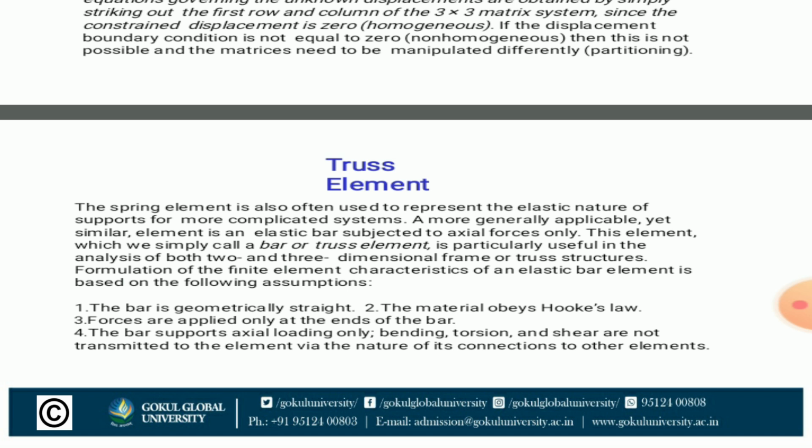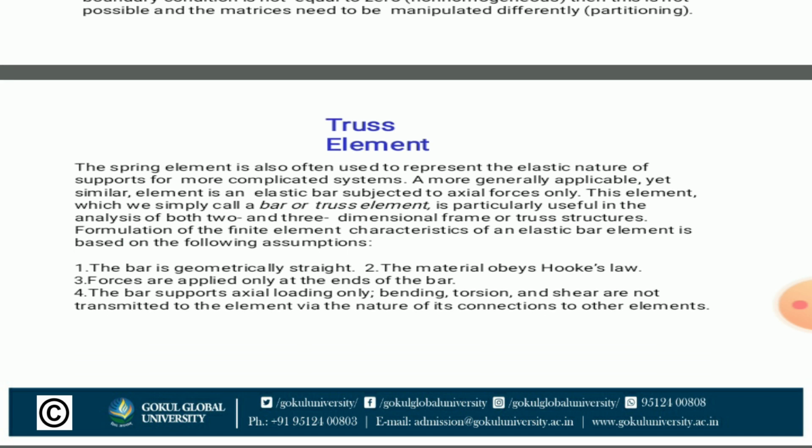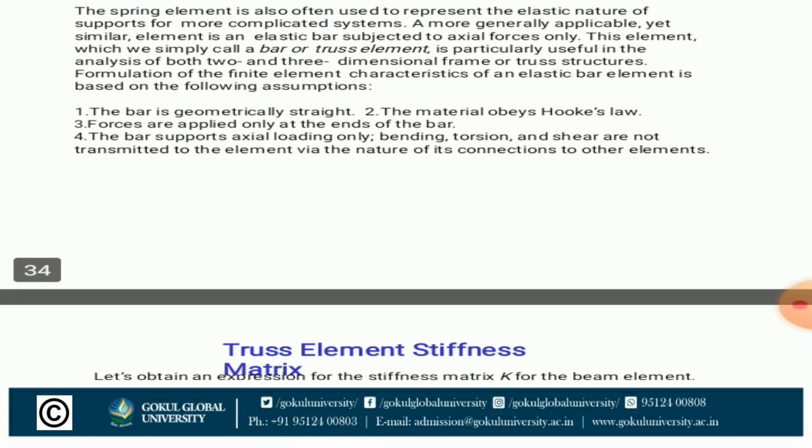Formulation of the finite element characteristics of a bar element is based on the following assumptions. So these are the basic four assumptions to keep in mind while calculating the examples. Suppose the bar is geometrically straight, the material obeys Hooke's law, and the forces are applied only at the ends of the bar. And the fourth one is the bar supports axial load only, that is, bending, torsion, and shear are not transmitted to the element by the nature of its connection to the other elements, right?